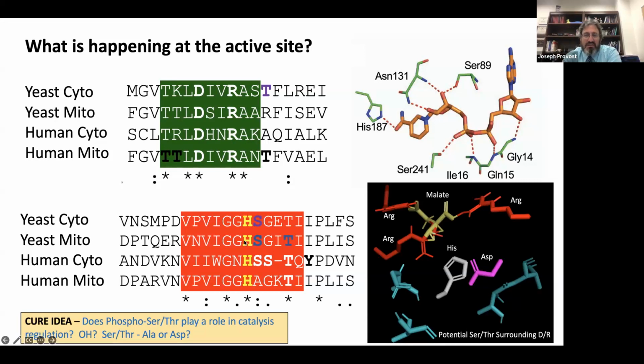When you get closer to that histidine, what's really interesting is, C-terminal to that histidine, there is a slug of serines and threonines that are shown to be phosphorylated in human and predicted to be phosphorylated in yeast. So that's what this diagram over here is. Here's the aspartic acid, here's the histidine, and the kind of tan yellow is malate. The arginines are holding and participating in the reaction. But there's a cloud of serines and threonines, and there's a tyrosine sitting over here.